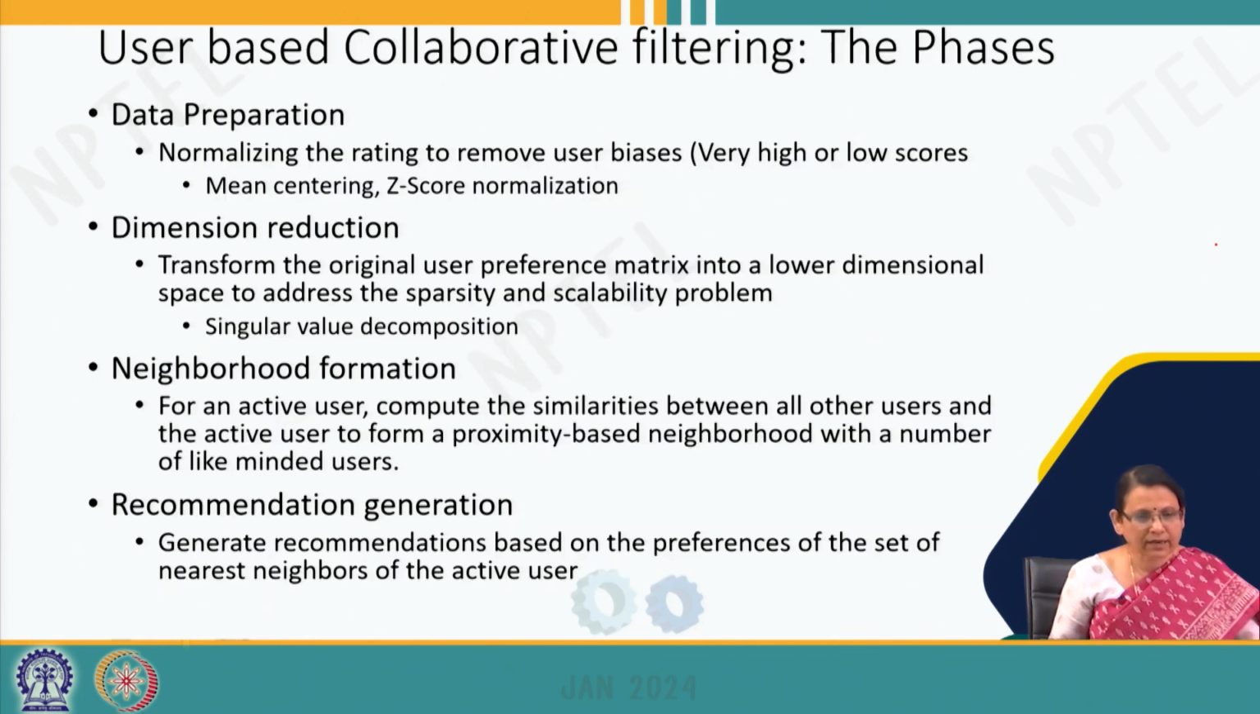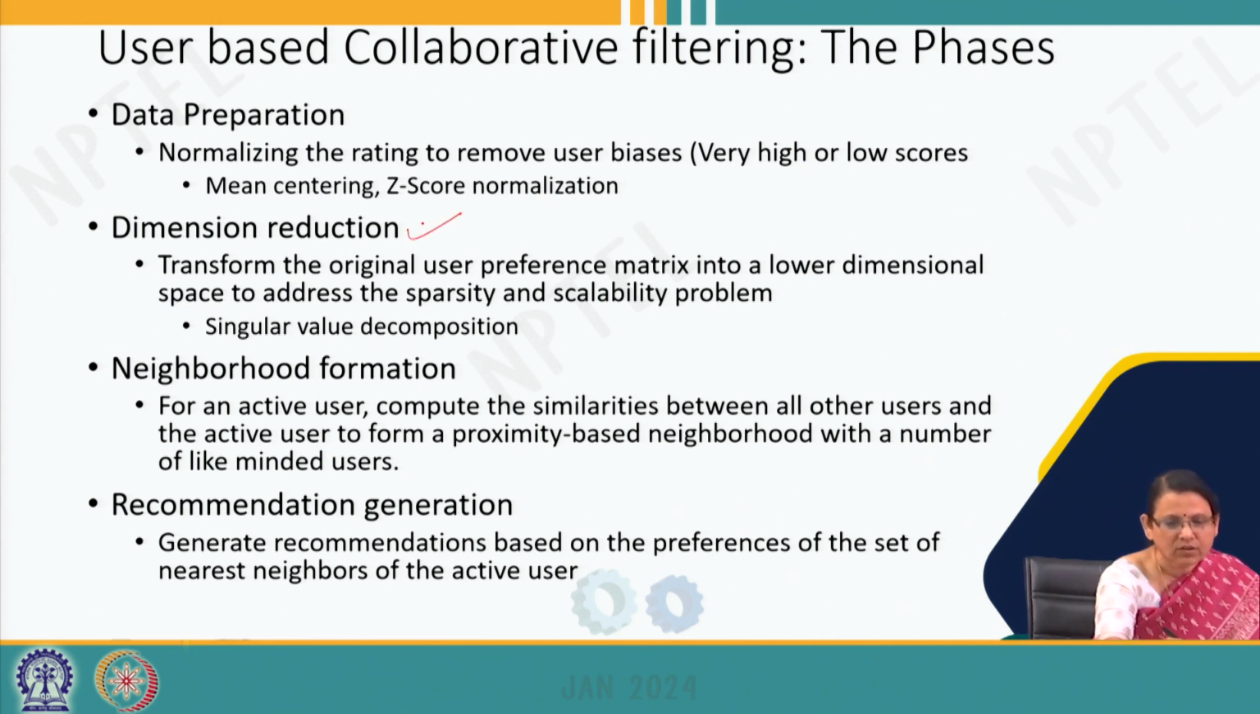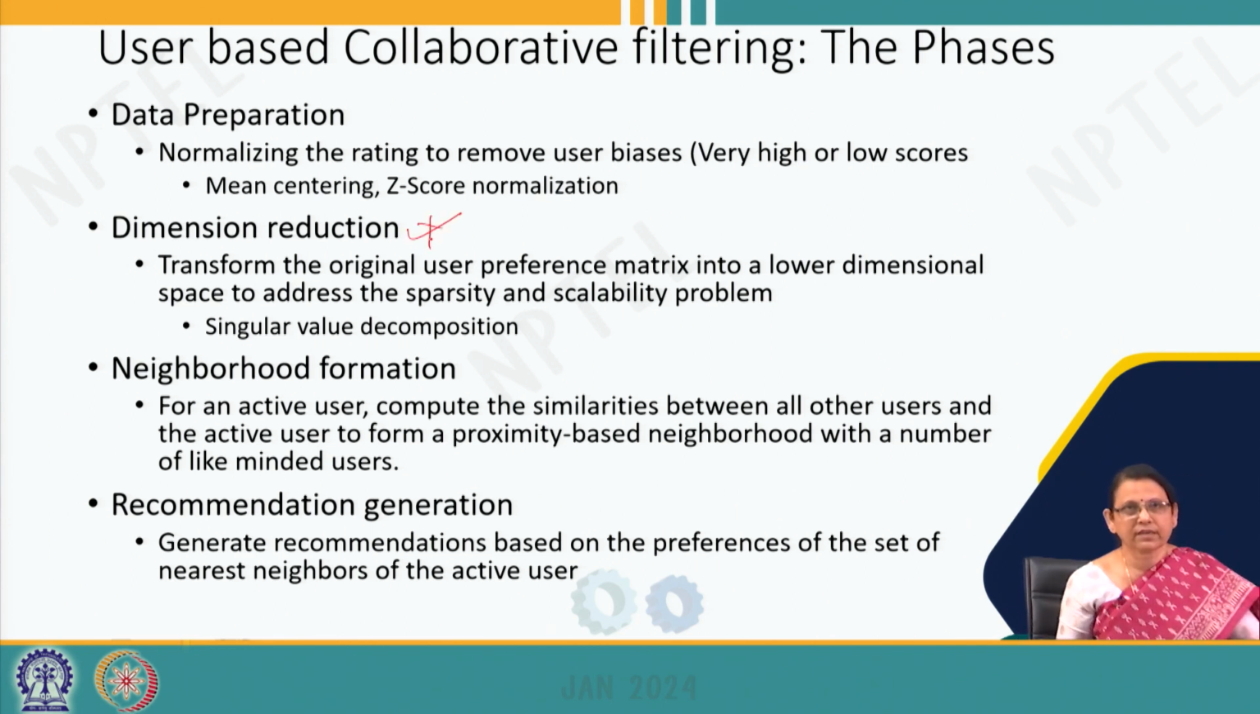With this backdrop, let us look at the steps involved in user based collaborative filtering. It has 4 stages. Often this second stage is not discussed in most of the literature, most of the books that you find, but this is also an important phase.